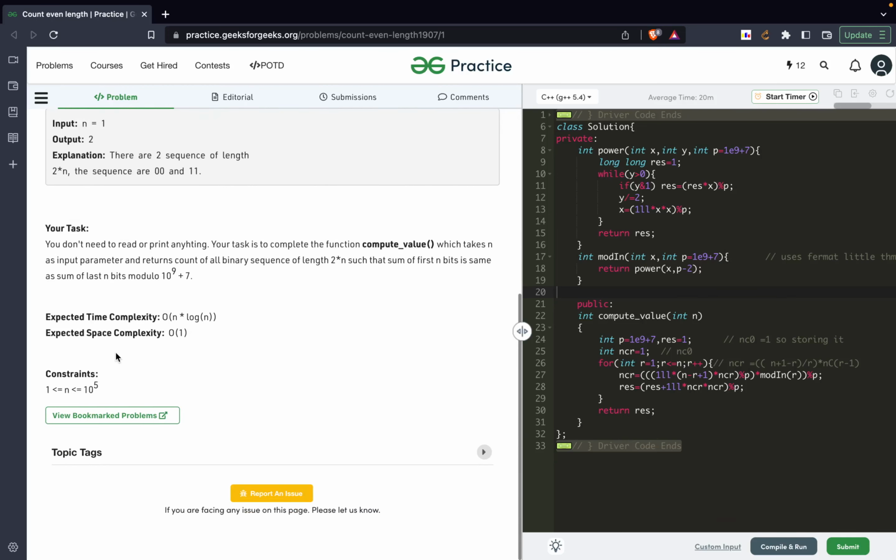Other constraints given to us are that n can be up to 10 to the power 5. The expected time complexity for the solution is n log n, and the expected space complexity is order of 1. So with these things in mind, let's get started.